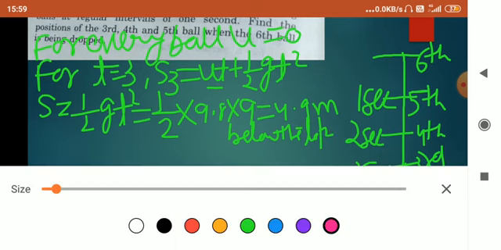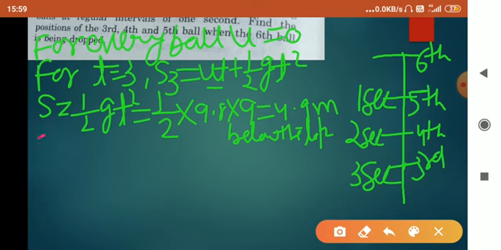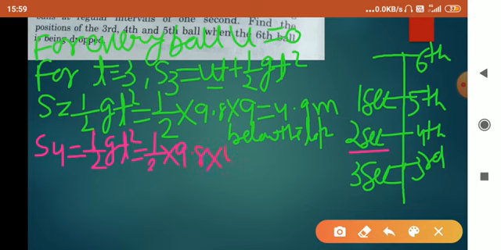Similarly, let's find the position of the fourth ball. So for the fourth ball, time is 2 seconds. Apply the same formula, half g t square. So on solving this, we have 9.8, t square is 4. So on solving this equation, we have 19.6 meter below the top. Right?